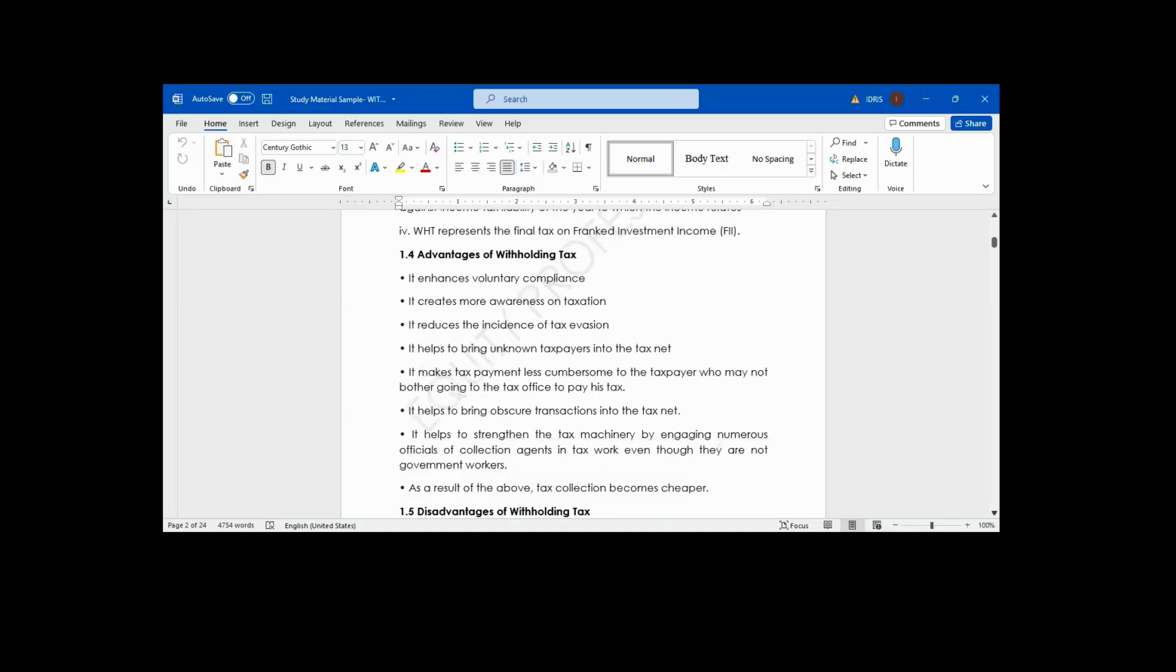Now, what are the benefits or advantages of withholding tax? One of the benefits is that it enhances voluntary compliance, because tax will be deducted.